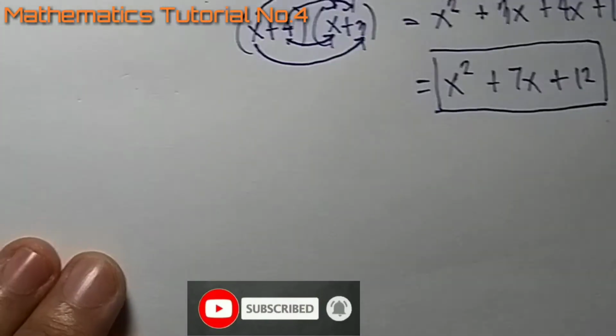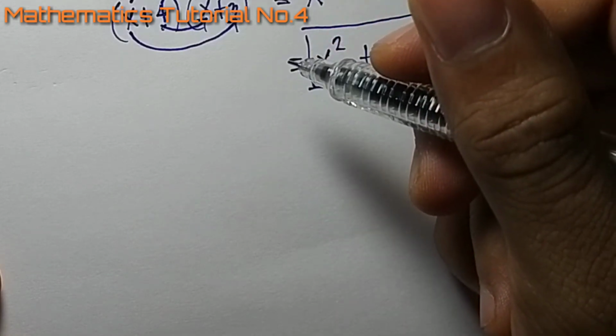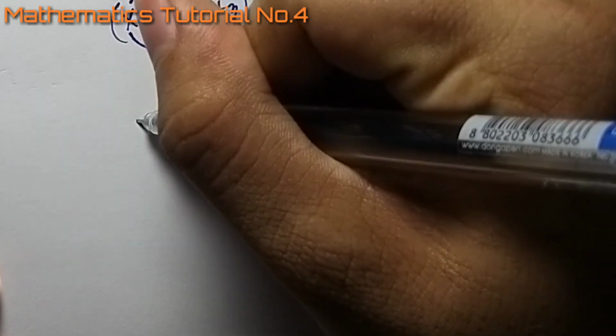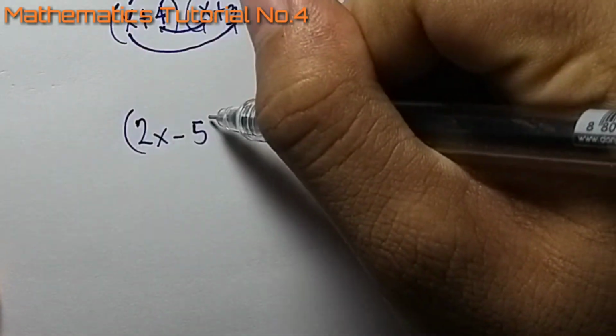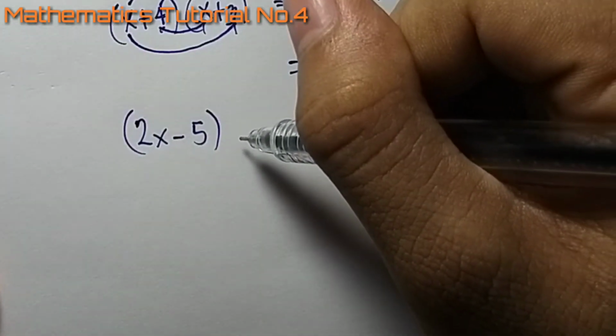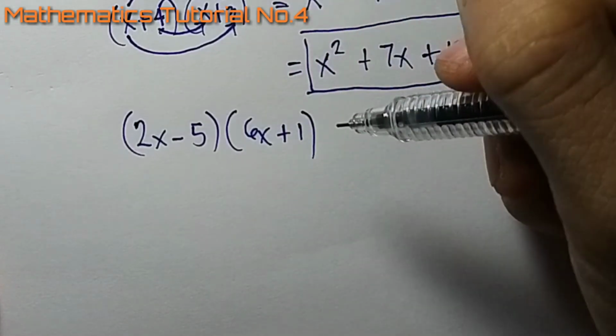So, inana ra kasayon pag-multiply sa duha ka binomial. Let us try to have another example. Let's have 2x minus 5 times 6x plus 1.